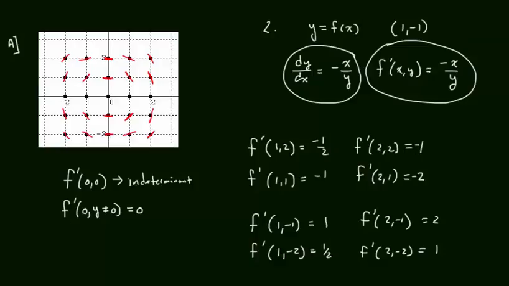Then for f prime at x is not equal to 0, but y is equal to 0, then those are going to be undefined. Now those do get slashes, they get vertical slashes. So vertical slash here, vertical slash here, vertical slash here, and a vertical slash here. And it certainly looks like circles would lay on top of this slope field.